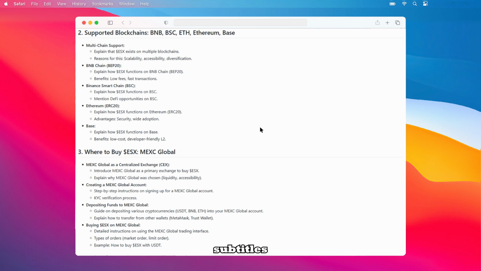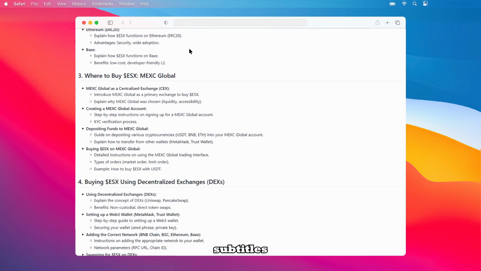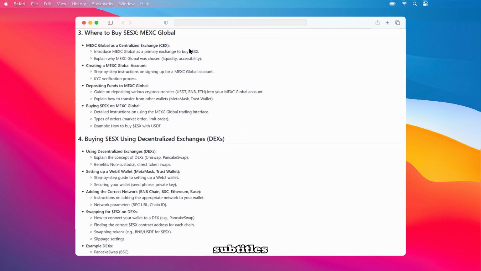Then, using the MEXC Global trading interface, you can buy $ESX. You'll have options for different types of orders, such as market orders for immediate execution or limit orders to buy at a specific price. For example, you can use your USDT to purchase $ESX directly on the exchange.